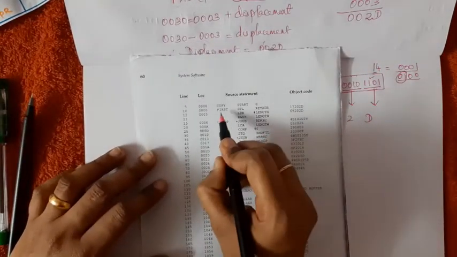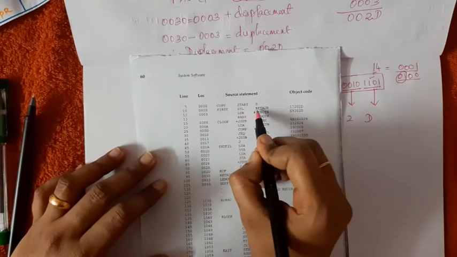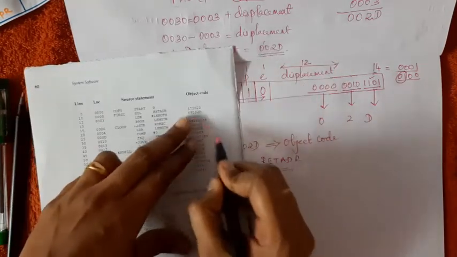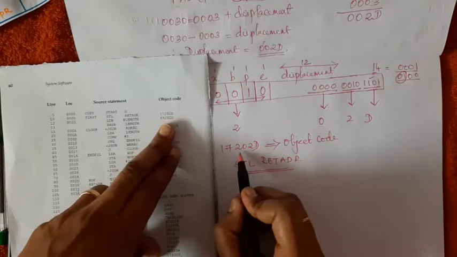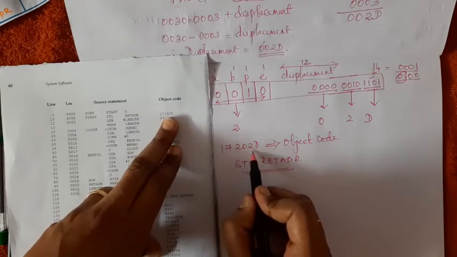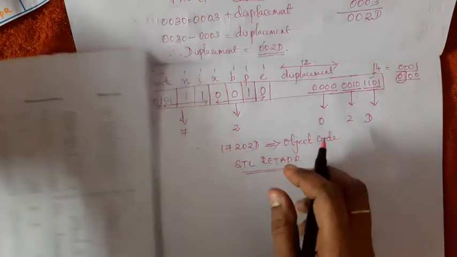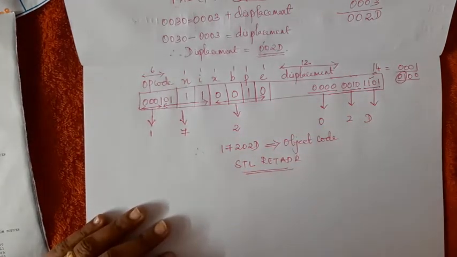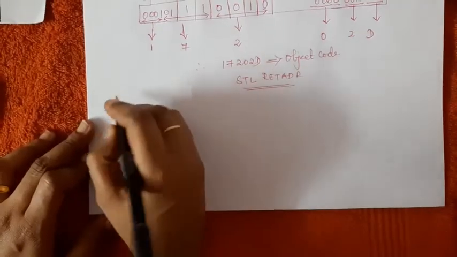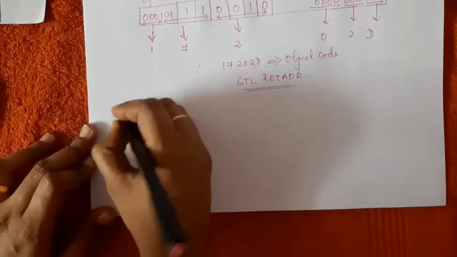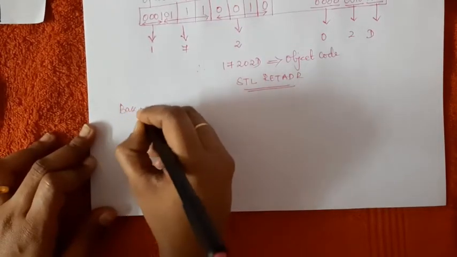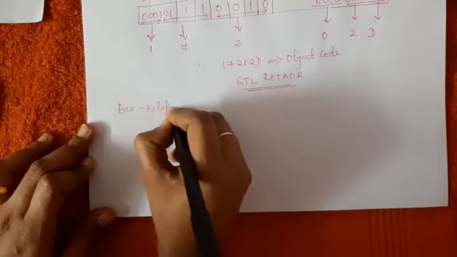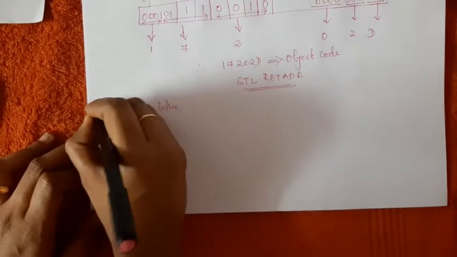We will see that here. We have taken this instruction first, STL RETADR. The object code is 17202D. This is how we have to find the object code for each and every instruction. Now next we will see base relative addressing mode.